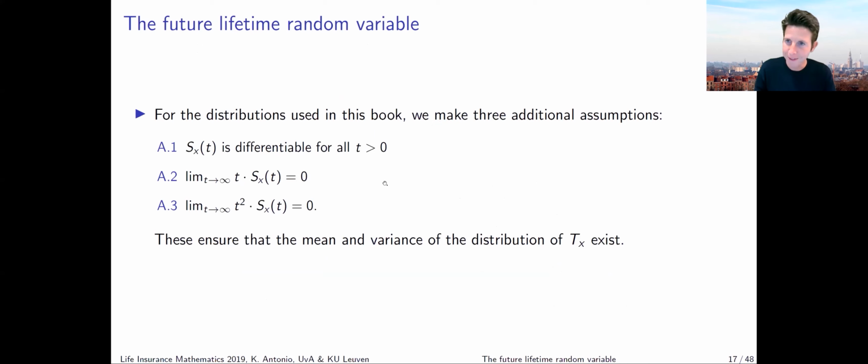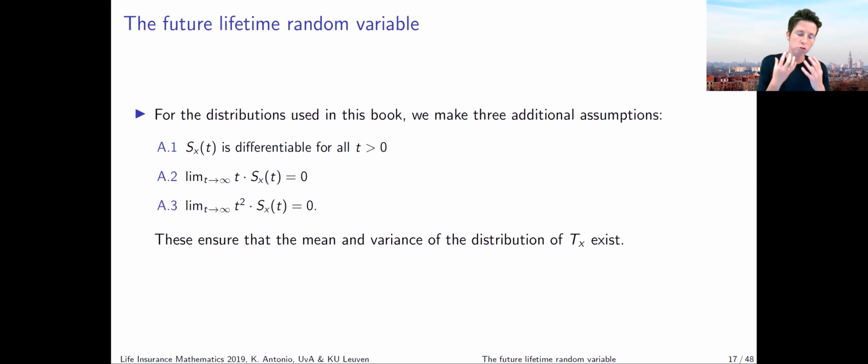Some final mathematical properties for this survival function that I will need throughout the rest of the book. We're going to assume here that our survival function is differentiable for all t. We're going to assume that the following limits are 0, which enable us later on to calculate the mean and the variance of the random variable Tx. So whenever I need these properties, I will come back to them.